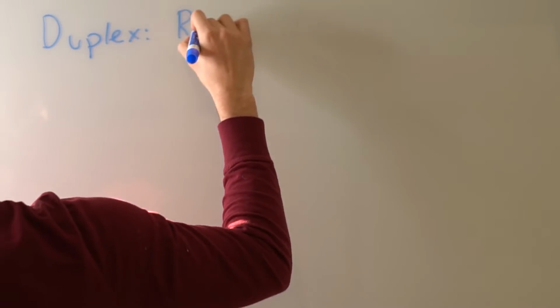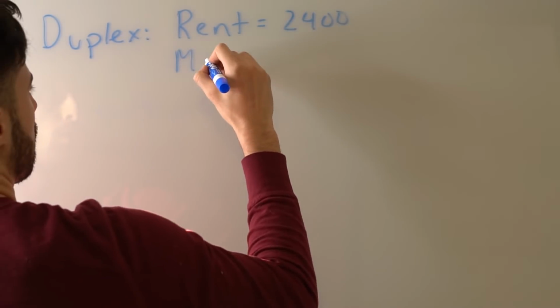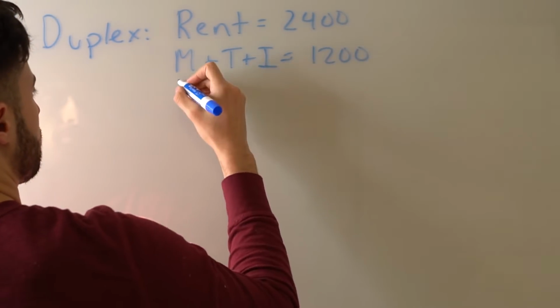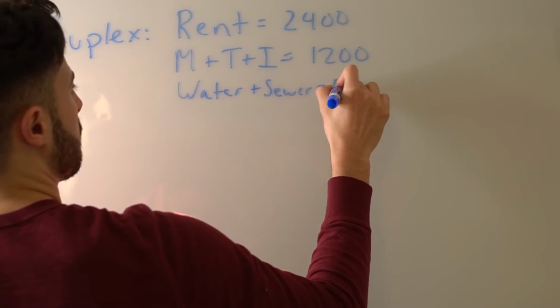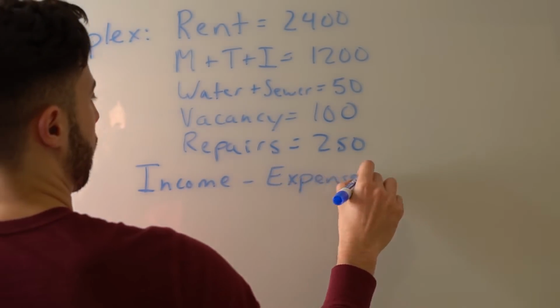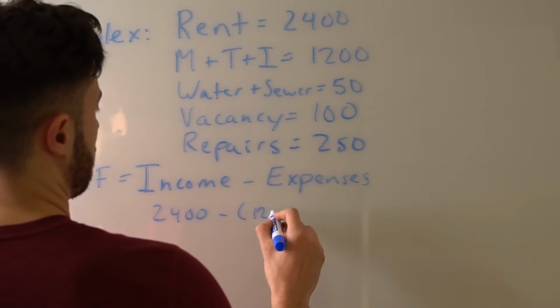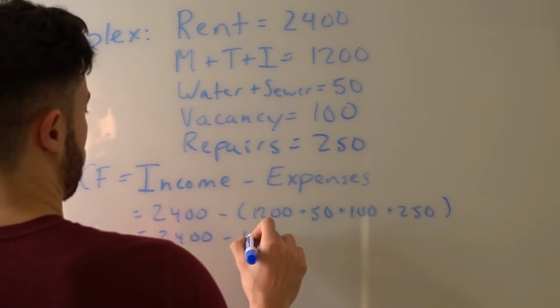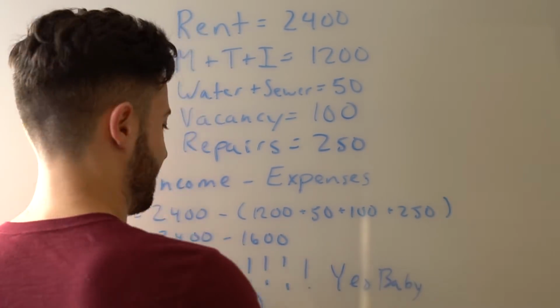Let's take two examples. First, you got a duplex. It rents out for about $2,400 a month. The mortgage, taxes, insurance altogether costs about $1,200 a month. Water and sewer costs $50 a month, $100 a month for vacancy, and $250 a month for repairs and capital expenditures. If you add all those up, it gives you $800 a month in cash flow. That's pretty awesome. We like that.